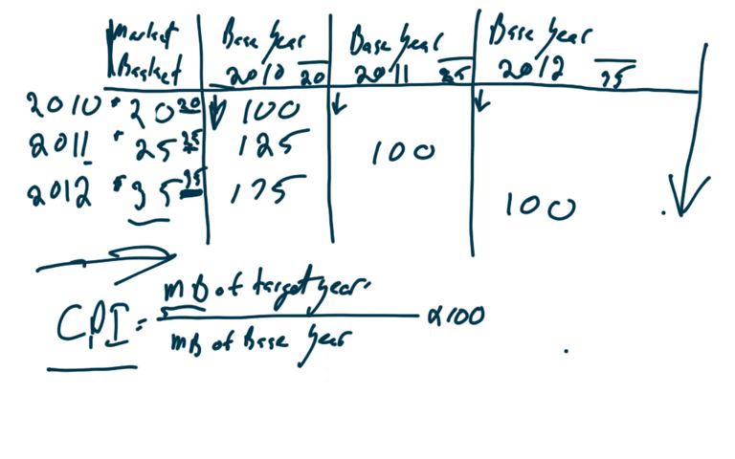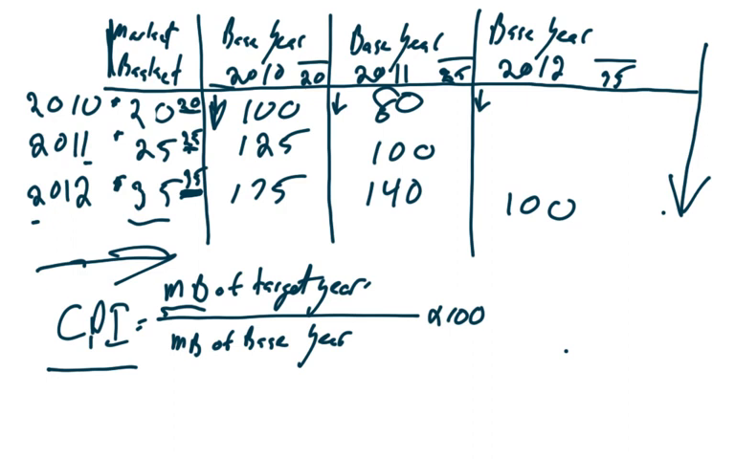It's going to be 20 over 25. So I put 20 over 25, I get 0.8. 0.8 times 100, I get 80. All right. Now, I'm looking for 2012 as my target year. Base year 2011, it's going to be 35 divided by 25, and that's going to give me 1.4 times 100, 140. All right, so we're almost done with CPI, guys.